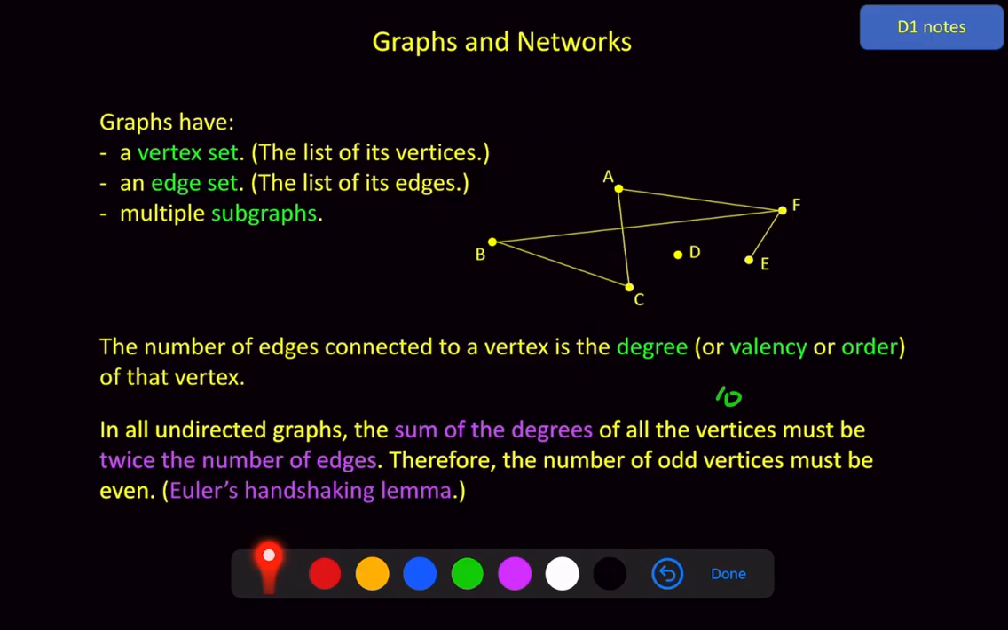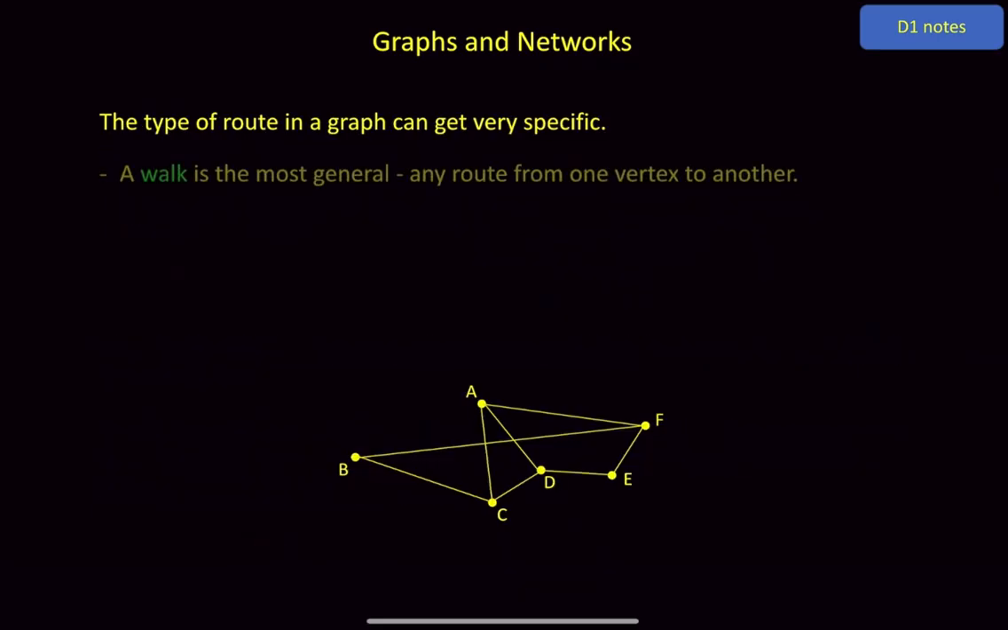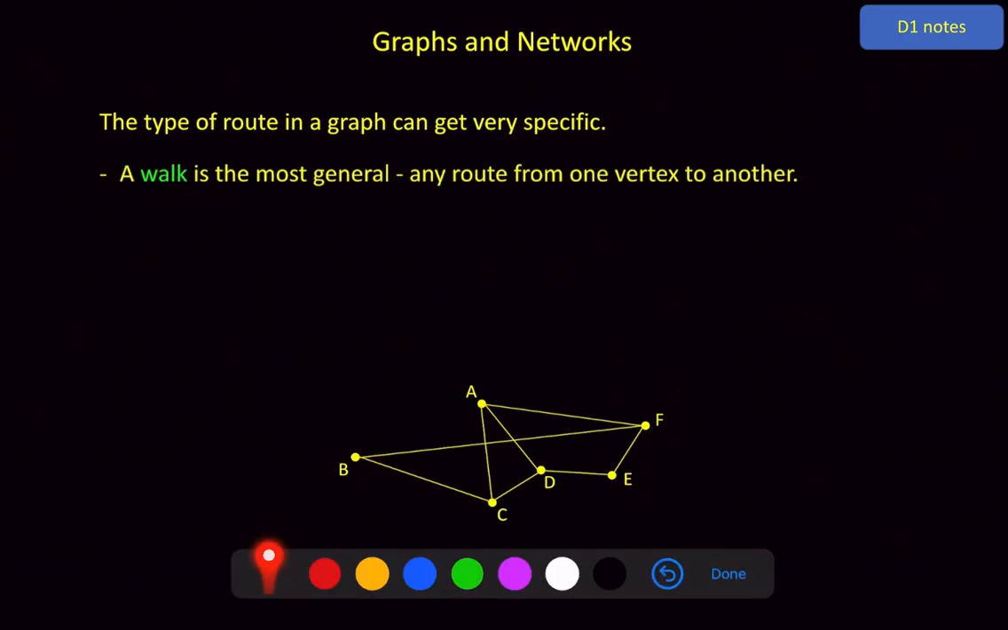Okay, that's an overview of terms for graphs. Now let's get a little bit more specific when we look at a single graph and talk about routes, because a type of route in a graph can get very specific. A walk is the most general of any route. It's just taking any vertex and going to any other vertex in any way you like. So if I start at A and finish at, let's say, E, I can go from A to F to B to C to D to E, or I can go from A to D to E, or I can go A to D to C to A to D to E. I can do anything I like, so long as I get from A to E, that's called a walk.